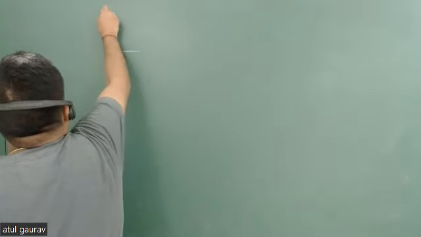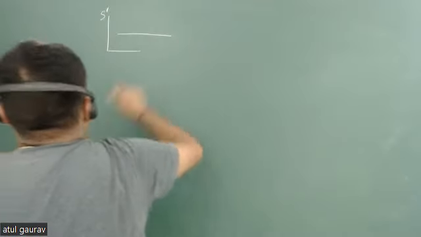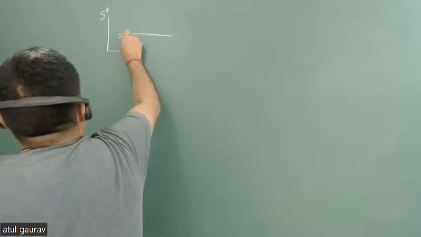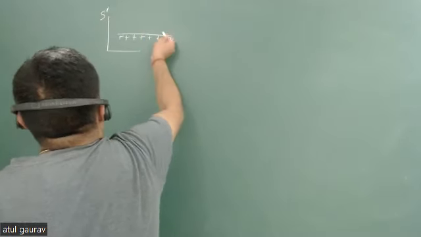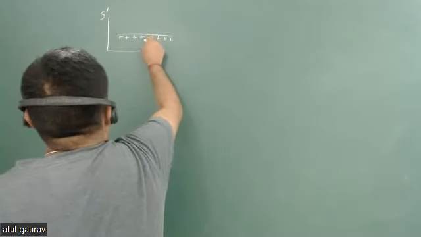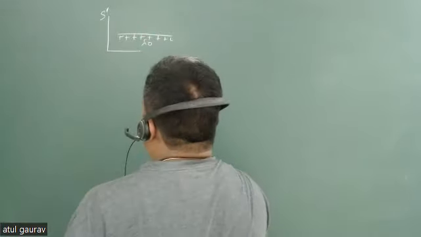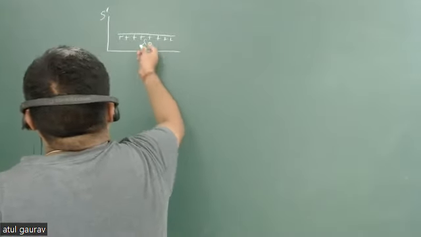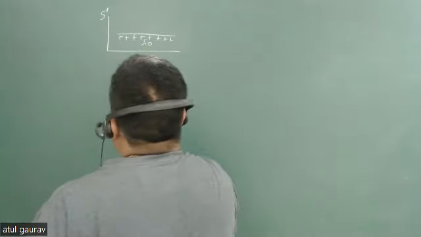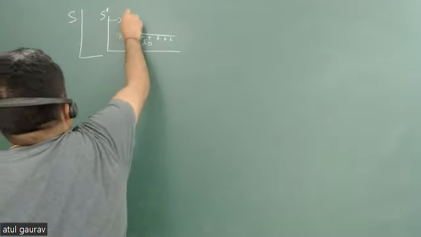So there is an S dash frame and there is an infinite line of charge. You must have read this question and done it in electrostatics. This line of charge has charge density lambda naught, charge per unit length is lambda naught, and it is at rest with respect to S dash, and S dash is moving with respect to S with velocity v.